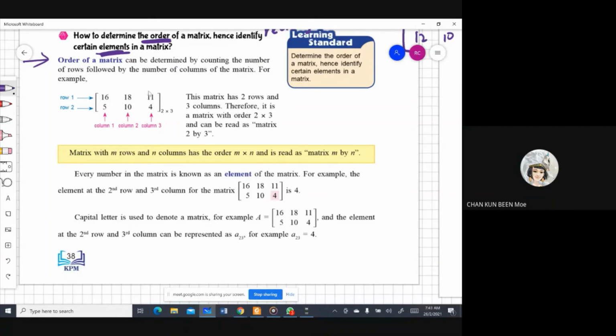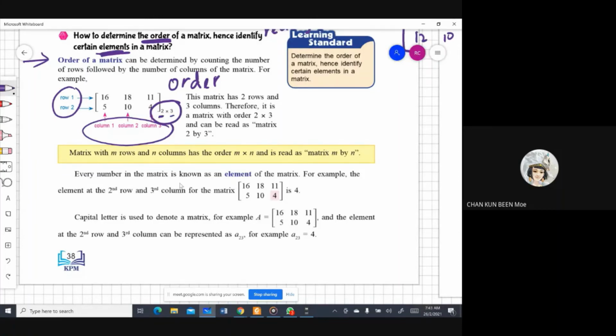So the order for the matrix is 2 times 3. 2 to represent the row and 3 to represent the column. Remember, the row comes first, followed by column. So if you have 2 rows, you write down 2 and then 3 columns. That is the order of the matrix. A matrix with m rows and n columns has the order of m times n and is read as matrix m by n. So this one we read as 2 by 3.